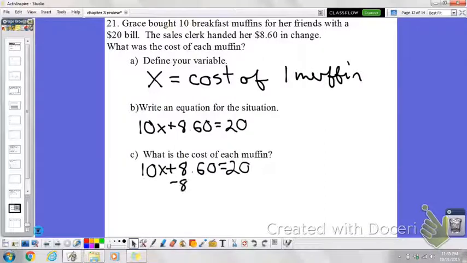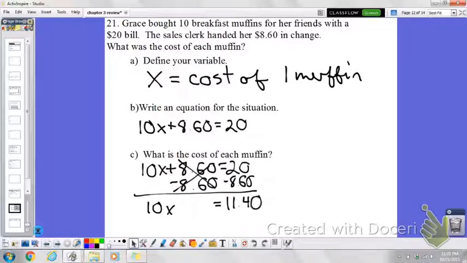So I need to subtract 8.60 from both sides. 8.60s on the left cancel out. So I have 10x is equal to 11.40. Now I need to divide both sides by 10. And I get x is equal to $1.14.